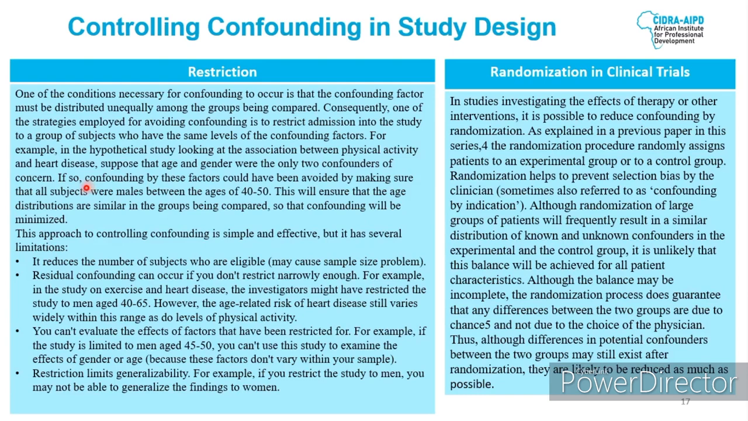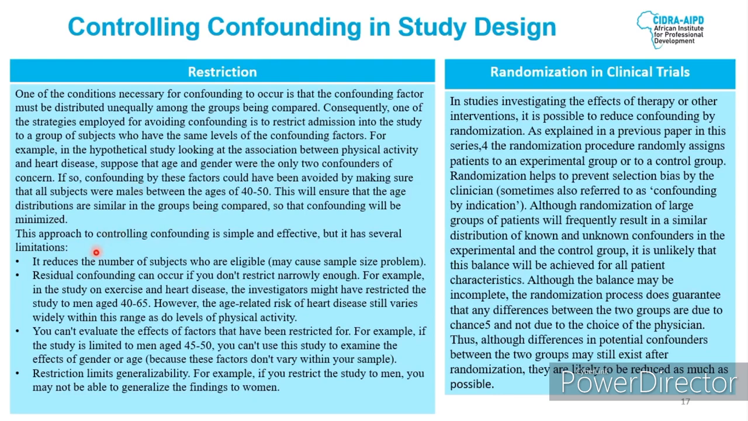If that is the case, then confounding by these factors could have been totally avoided by making sure that all subjects were males between the age of 40 to 50. This will ensure that the age distributions are similar in the groups being compared so that confounding will be minimized. So we can see we are restricting the female groups and people of different ages to control for confounding here.